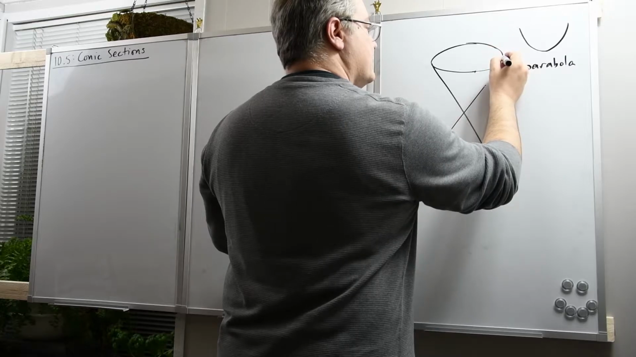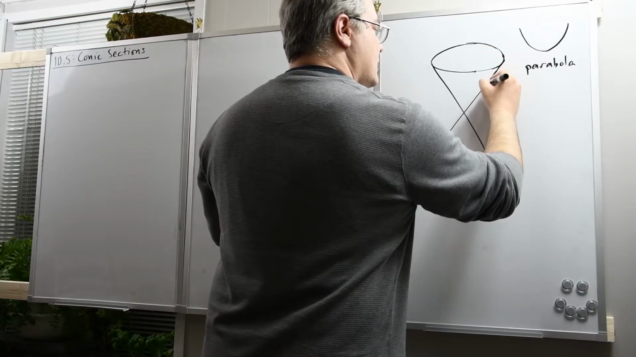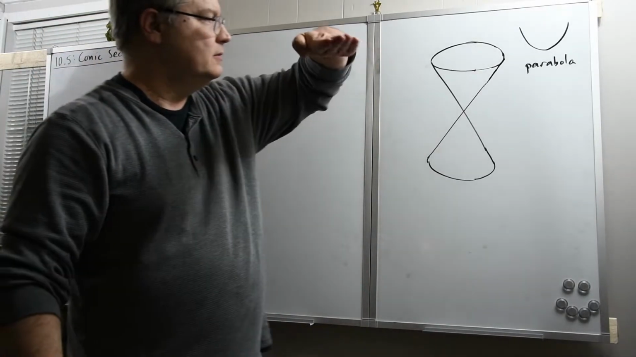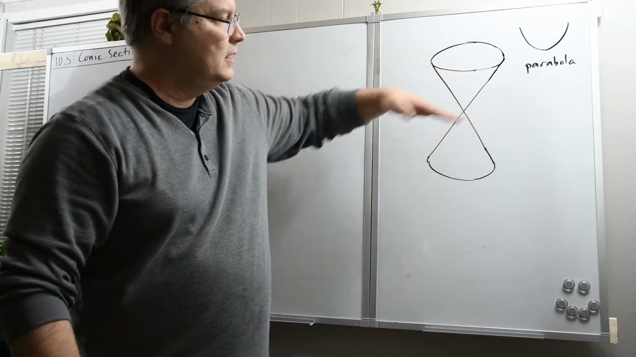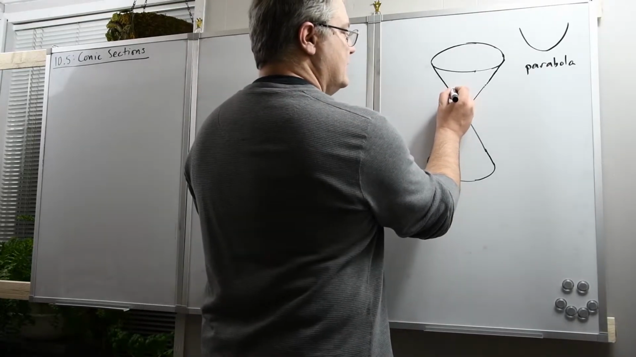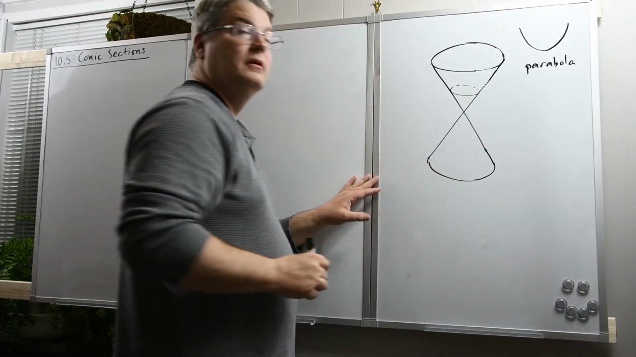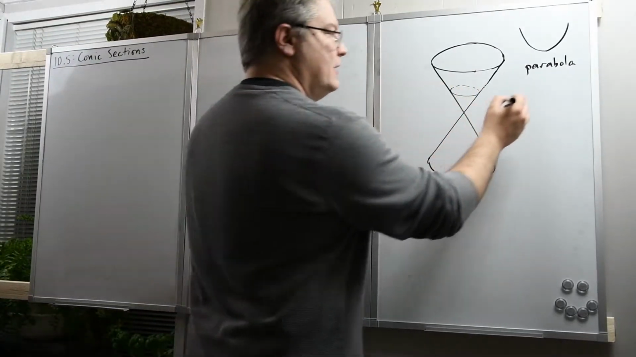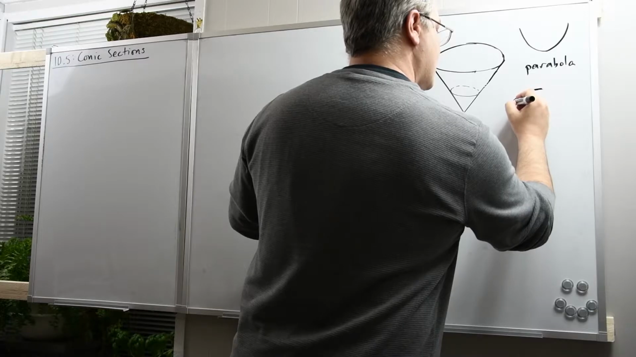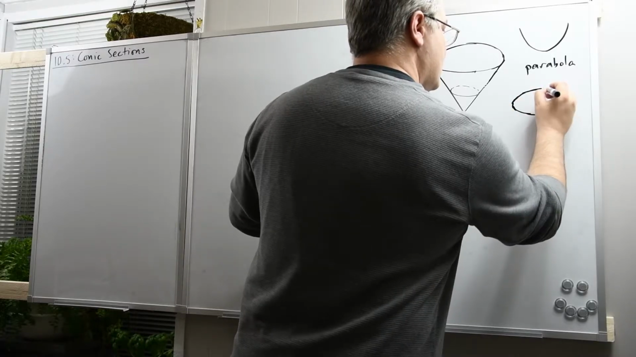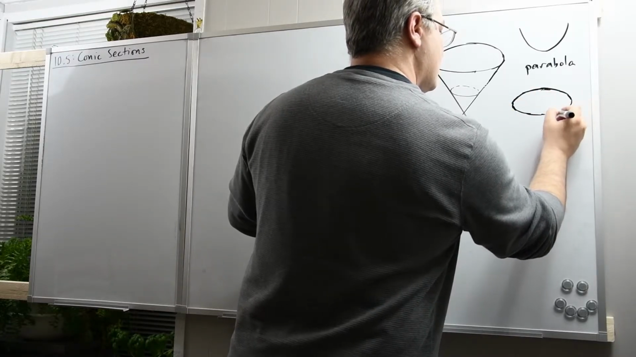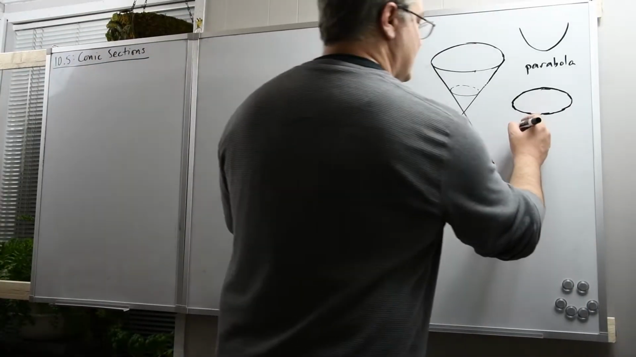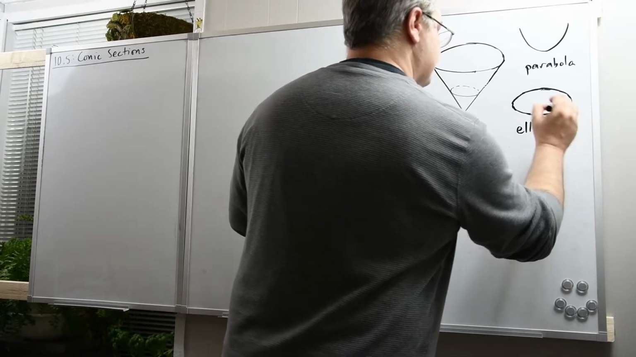So let's take a look at some other possibilities. One other possibility would be, let's suppose we intersect the double napped cone with a plane sort of like this. Well, if we do that, then we might get an intersection that looks like so. Now if you were to take a look at this intersection head on, then the intersection may look something like that. And this would be an ellipse.